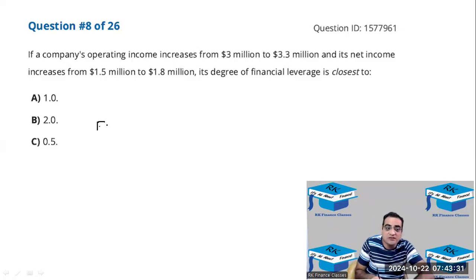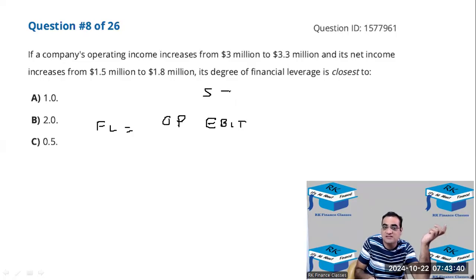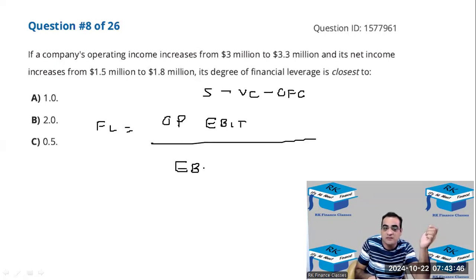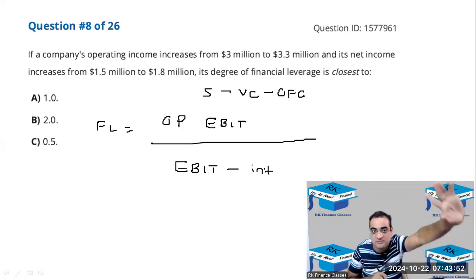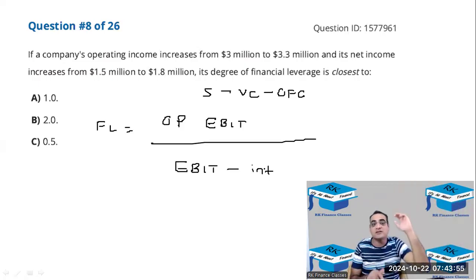First financial leverage calculate कैसे करते हैं? जो अभी operating profit था ना, जो अभी लिखा था वो ऊपर, which is also called as EBIT, is nothing but sales minus the variable cost minus operating fixed cost. That is nothing but EBIT. And niche EBIT minus interest. Raise hand if you had recollected this formula, although it was not required in this exam, in this question. Okay, so this is how you calculate the financial leverage.